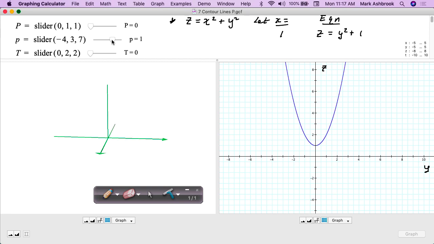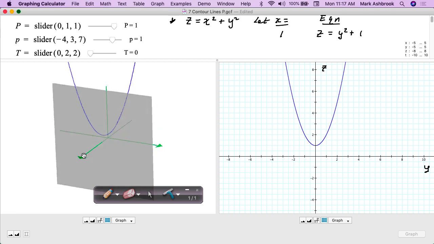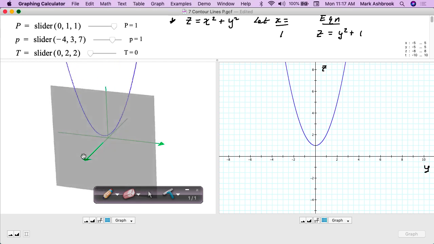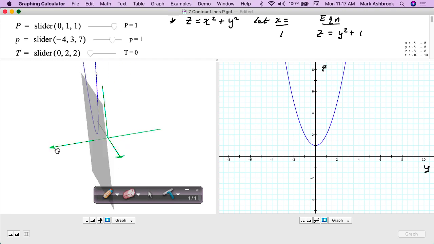And where does this trace, besides living on the surface itself, it also lives where? In x equals 1. Because that's where it came from. It came from the fact that x equals 1. So what does that look like? So the plane x equals 1 is 1 unit out in front of you. See that? And so then in the plane of x equals 1, showing up good? Yeah. In the plane x equals 1, we have this curve, z equals y squared plus 1, and that is one trace on our surface.